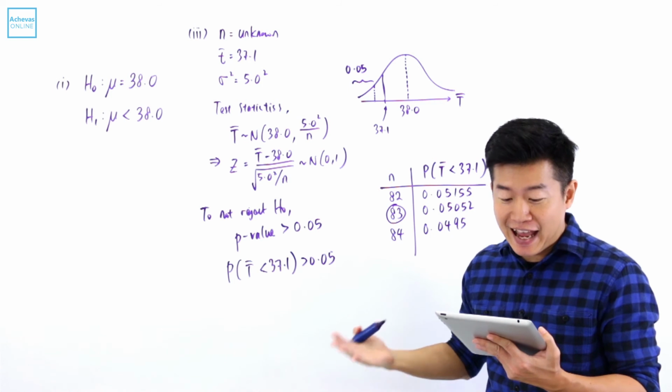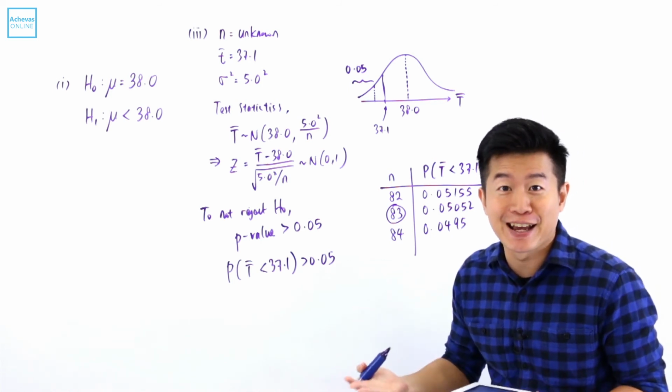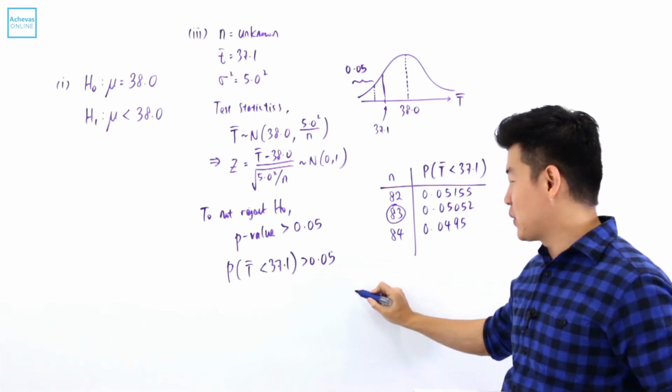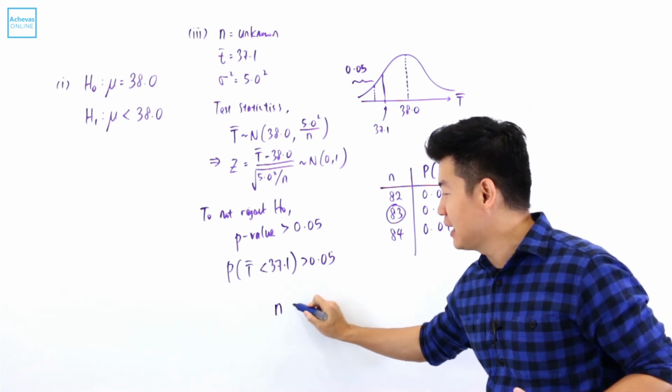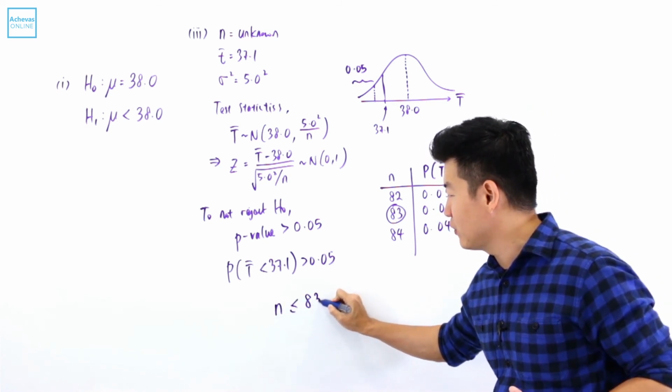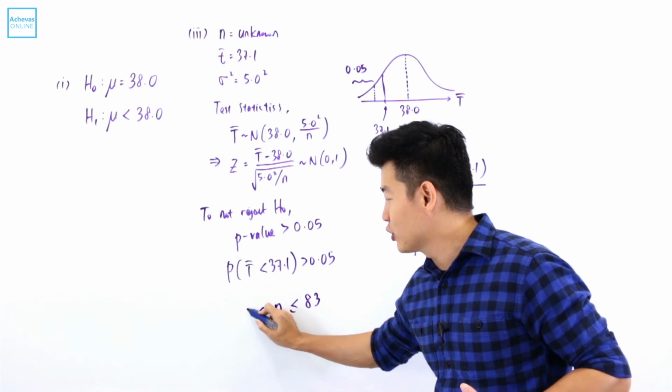But let's not forget that n is the sample size, so the least it can go is 1. That is why my answer for this is that n has to be less than or equal to 83, but it has to be also bigger or equal to 1.